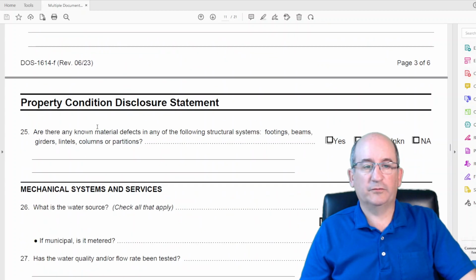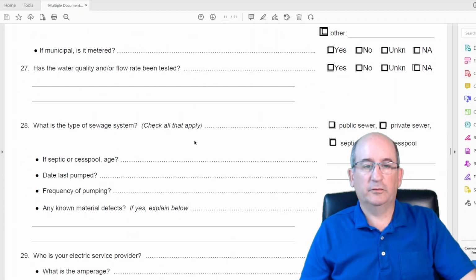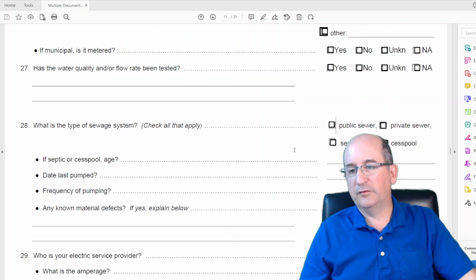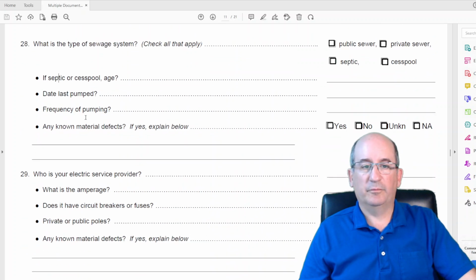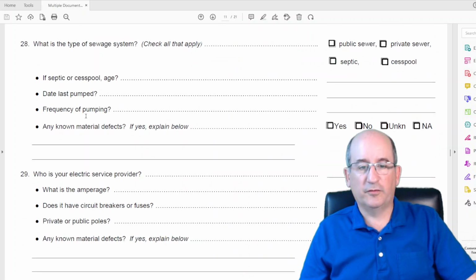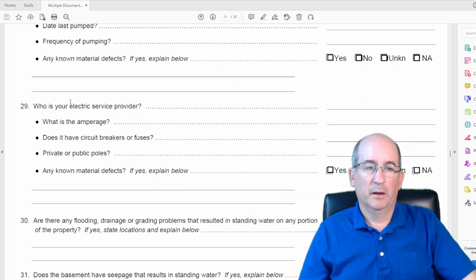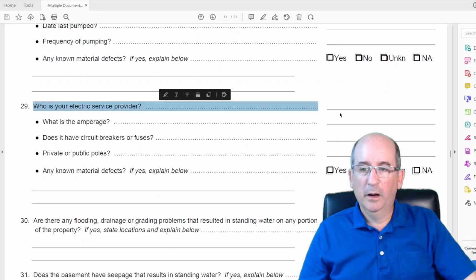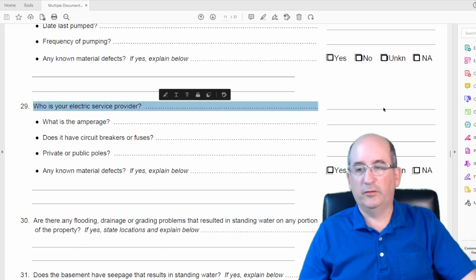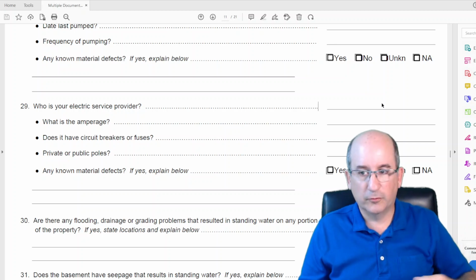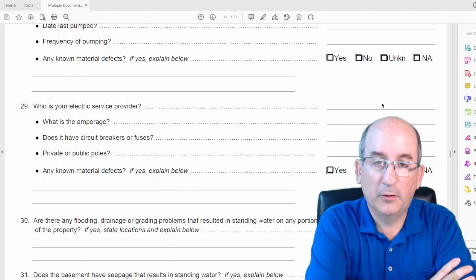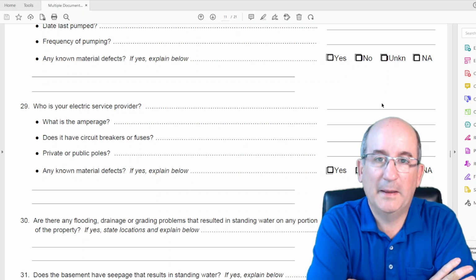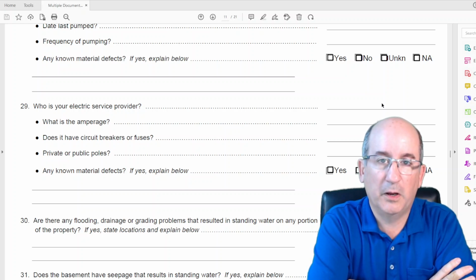All right, structural questions, mechanical questions. Is there a septic or a cesspool? Is it public, private, sewer, septic, whatever, frequency of pumping? Again, as a seller, answer this to the best of your knowledge. Who is the electric service provider? NYSEG, National Grid, just put in whatever it is. What's the amperage? Not everybody knows what the amperage is. So you may have to look on the top of the circuit breaker.